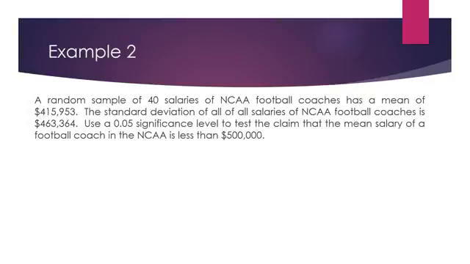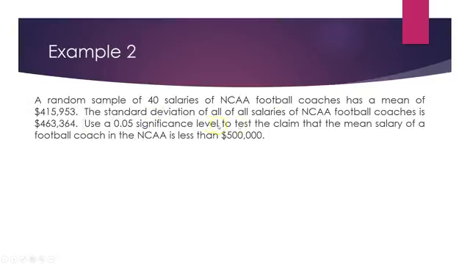So the second example: a random sample of 40 salaries of NCAA football coaches has a mean of $415,953. The standard deviation of all of these coaches is 463,364. First of all, this should seem weird to you. The standard deviation being larger than the mean means that there is a very, very big amount of deviation. So the values really fall from the mean pretty widely spread out.